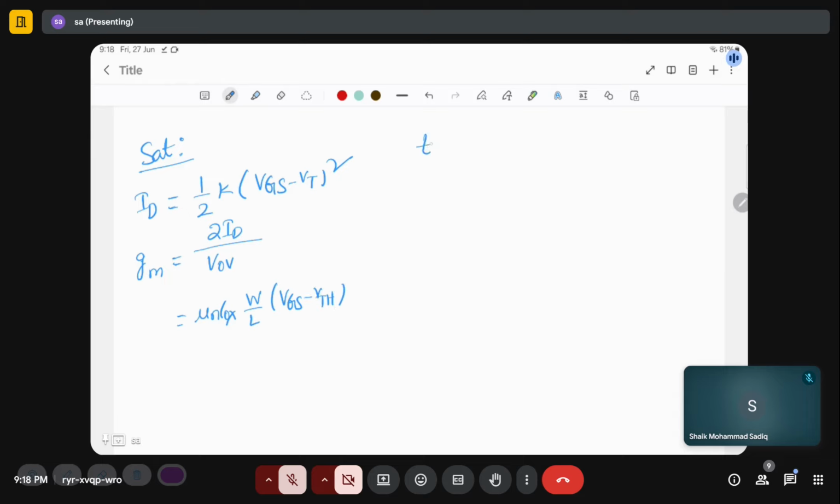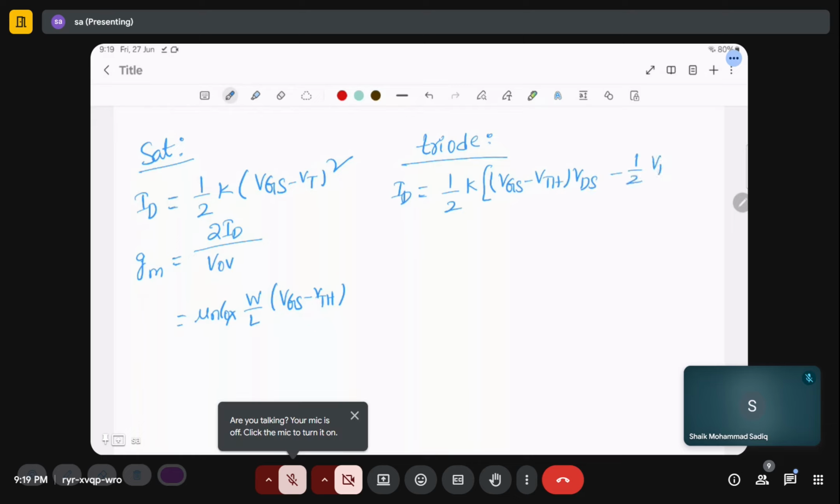In the triode region, what is the current equation? ID is mu n Cox W by L into (VGS minus VT) VDS minus half VDS whole square.